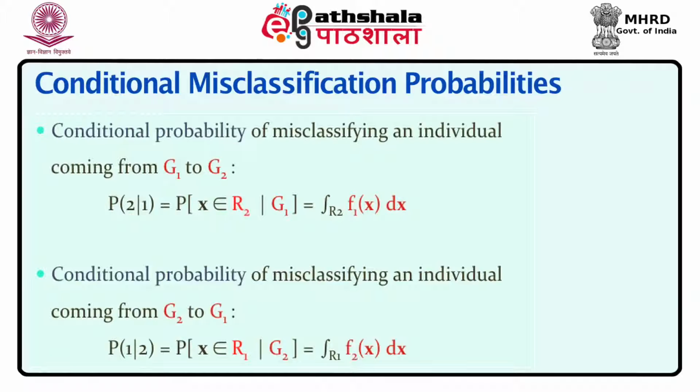Similarly, the conditional probability of misclassifying an individual coming from G2 to G1 is given by P(1|2), which is the probability of x now belonging to R1 given the fact that the individual comes from group 2, and this is the integral of f2(x) dx over the region R1. So these are the two conditional probabilities of misclassification.